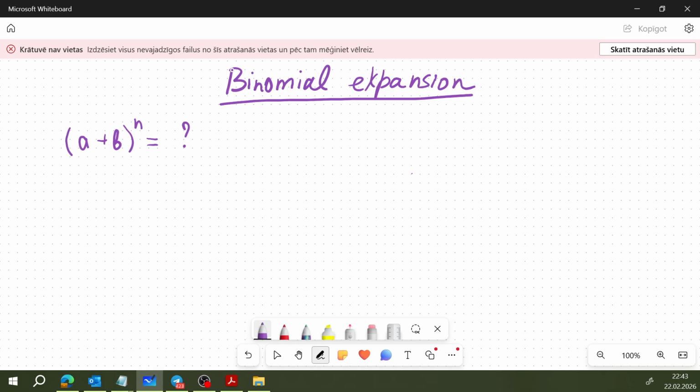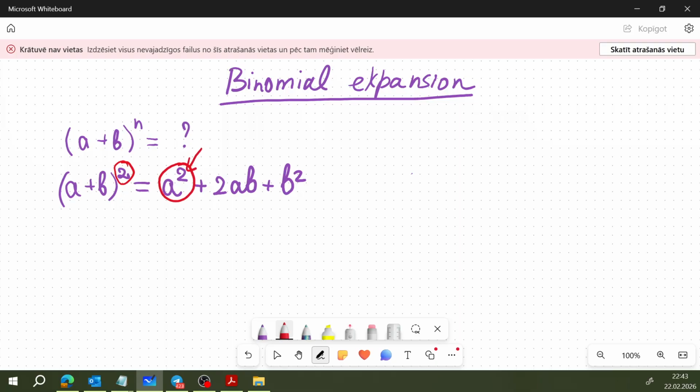In order to understand this, we can try the simple formula like a plus b to the power of 2. And here you can see it will be a squared plus 2ab plus b squared. What is interesting is that here the power is 2, here the power of a is also 2, and here a is to the power of 1 and b is to the power of 1. If you put together all the powers, the power will be 2. And here again the power is 2. So this is important to understand.